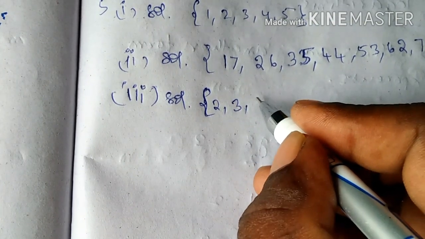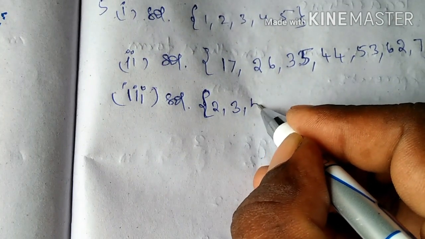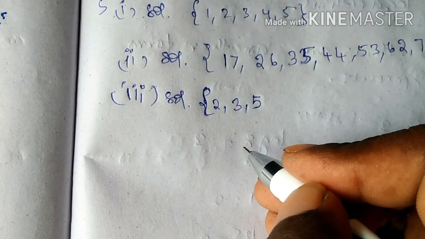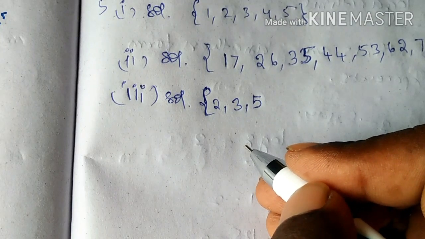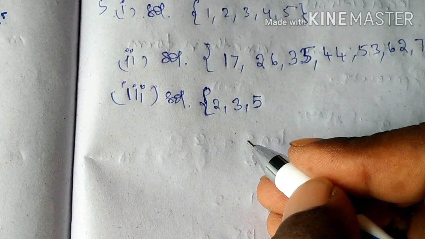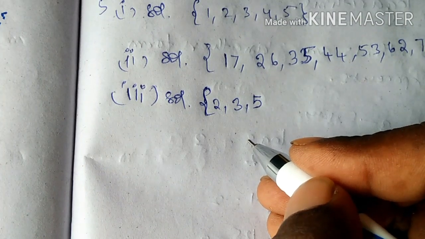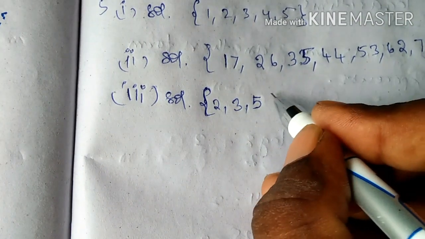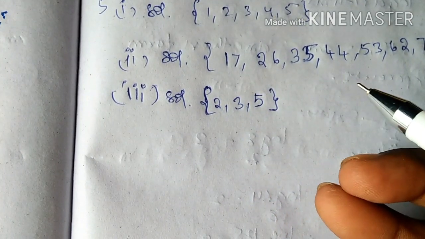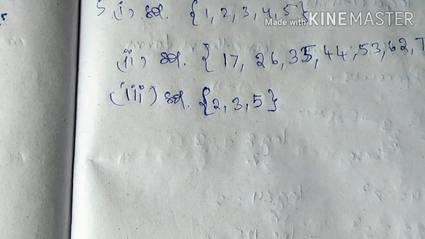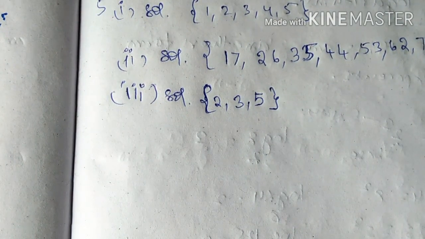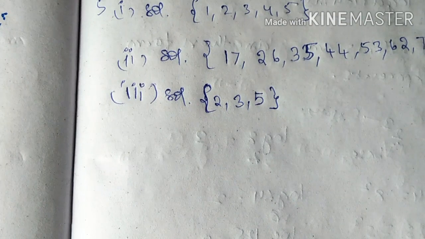Next, 5. 5 times 12 is 60. So no more prime numbers are divisible. Prime numbers are not present. So these are the prime numbers that are divisors of 60. So this is the answer for the third question.